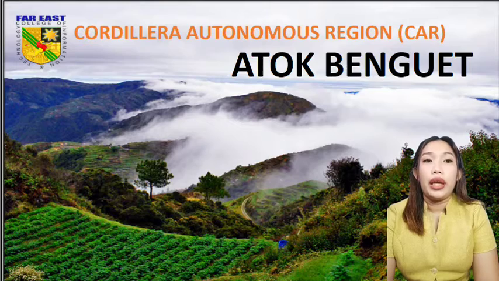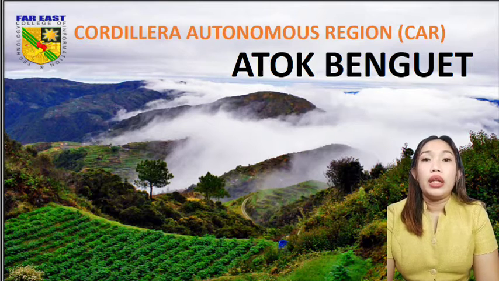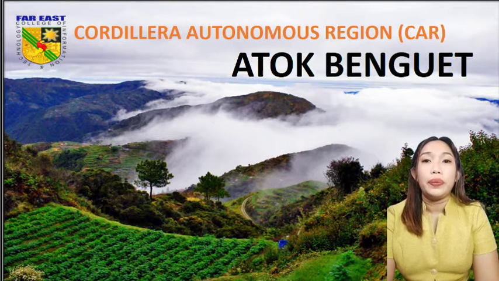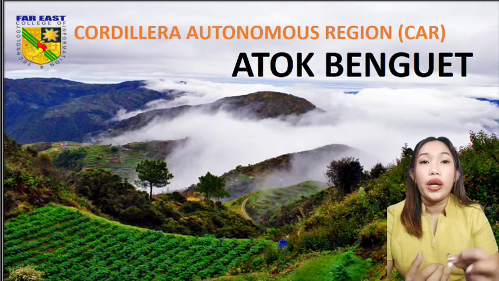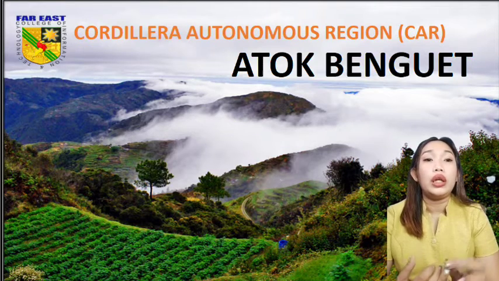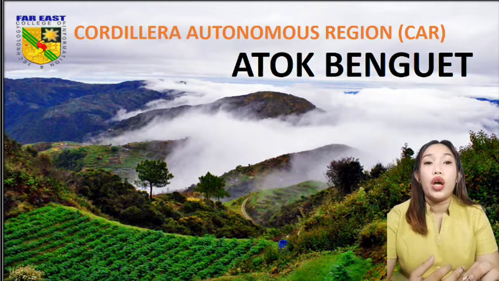Next, we have Benguet. Benguet is under the Cordillera Administrative Region, also known as CAR. As you can see in the picture, this is Atok, Benguet, located in the Cordillera Administrative Region or CAR. That is the home of the Cordillerans, the politically correct term for Igorots. So this is the homeland of the Igorots.